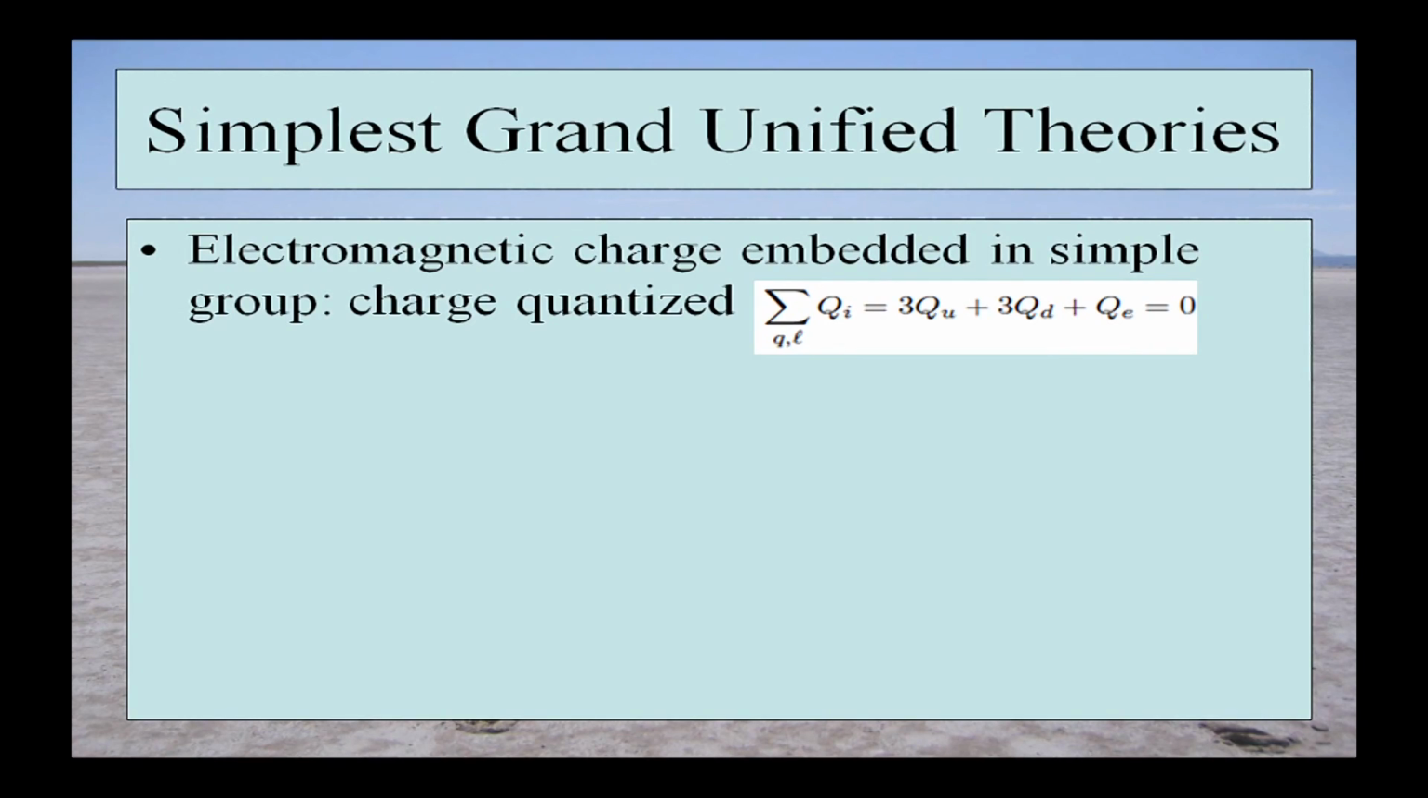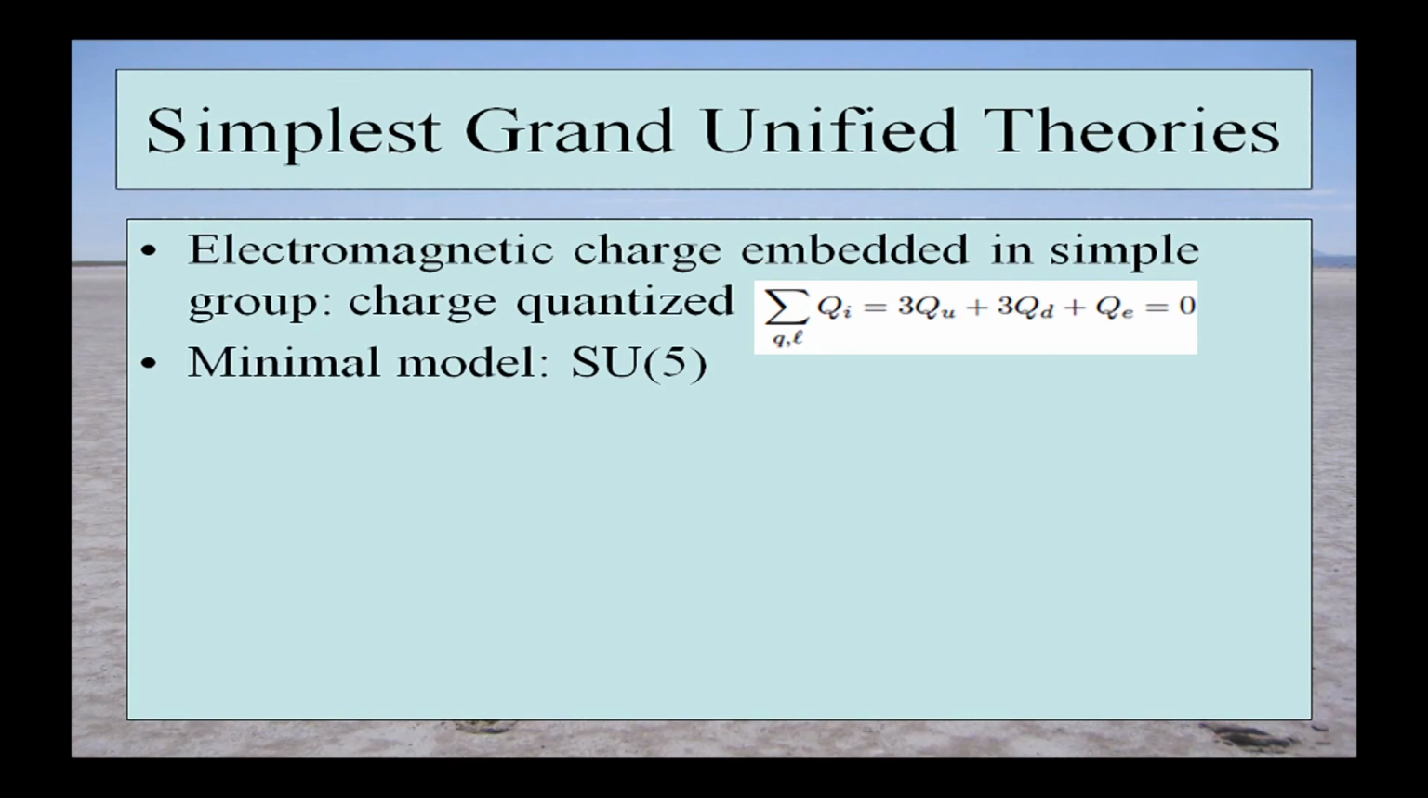So in the simplest grand unified theories, the electromagnetic charge is embedded in a simple group. And because it's embedded, charge is quantized. If you look at any representation and you sum up the charges, they have to be equal to 0. I commented yesterday that if you write down the hypercharges in the standard model, they look like a bunch of random numbers. Of course, they're not really random, but random integers divided by 3 or 6. Well, those random numbers find a simple interpretation within a grand unified theory because, as I said, the electromagnetic charge is embedded in the simple group, charge is quantized. That remark is independent of the specific grand unified theory that you write down.